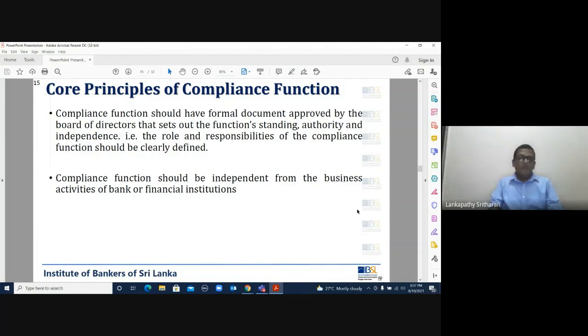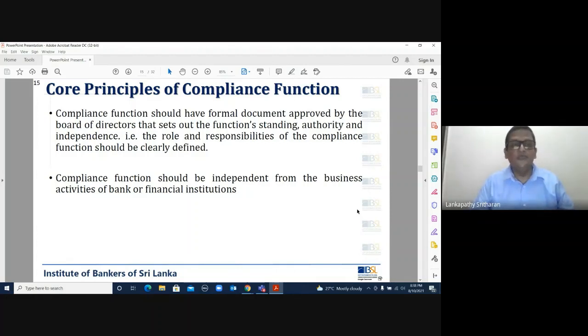So likewise, the compliance function also, there should be an independency in that. So the compliance function should be independent from the other business activities. For example, if I say an example, a credit agent, he's a chief accountant. Okay, he's a chief accountant as well as compliance officer, chief compliance officer.